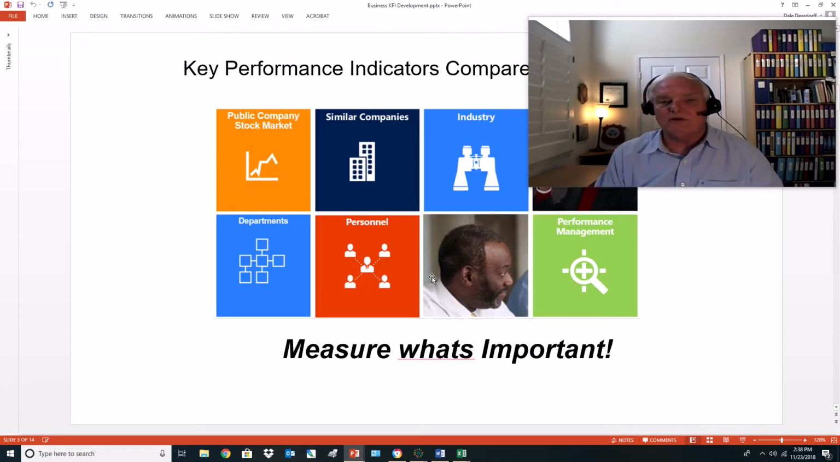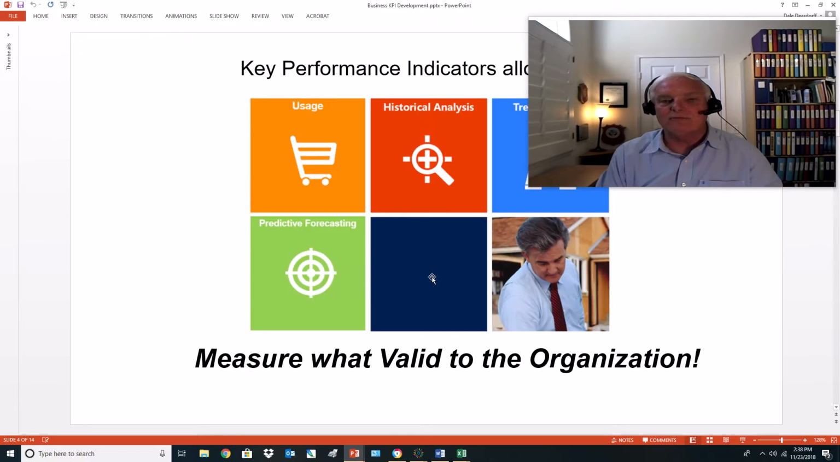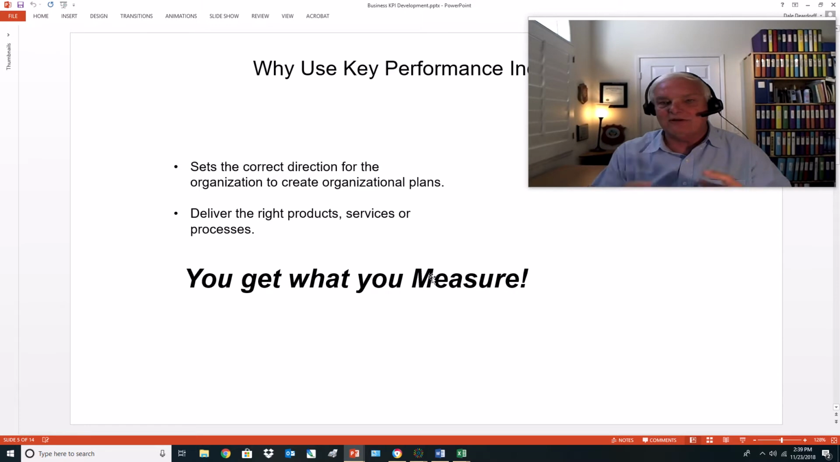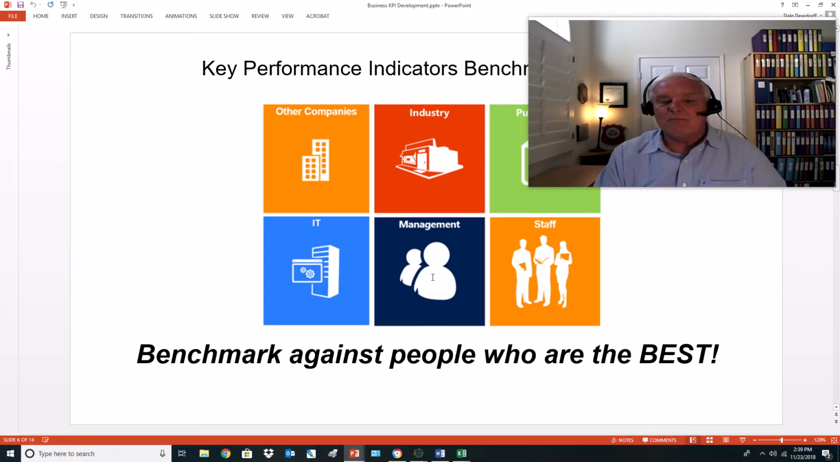What should we be measuring? What should we be looking for? What's important to us? Measure what's valid for your organization. So look at the WES organization, say what's valid for us to measure. Measuring things that are nonsensical, like saying, well, let's measure how many times a day people use the phone, as a performance indicator, that may have absolutely nothing to do with what you're doing, unless you're in sales and you're measuring sales contacts. So you get what you measure, remember that.